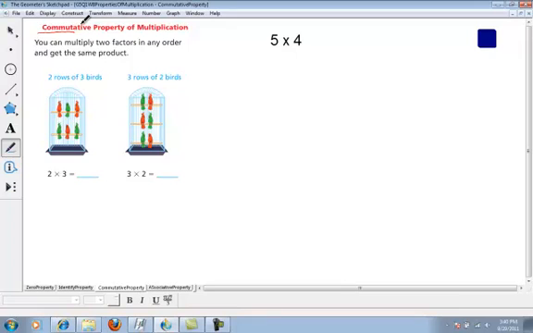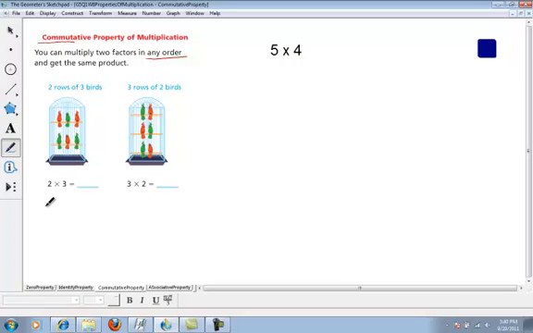You're moving from home to work. So that's what I think of the commutative property, because with the commutative property, you can multiply two factors in any order and get the same product. That means you can move them in a different place, from one place to another, kind of like traveling from your home to work. In this example, we have 2 rows of 3 birds, or 2 groups of 3.